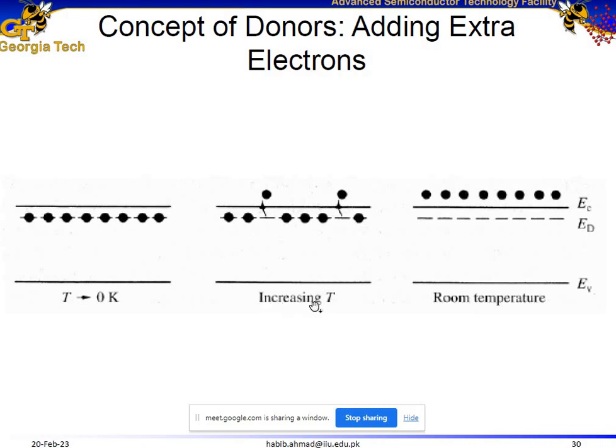If we increase the temperature slightly, some of the electrons would move from the donor level to the conduction band. And at room temperature, all the electrons would move from the donor levels to the conduction band, which means now we have a lot of electrons available for conduction from the n-type doped semiconductor.